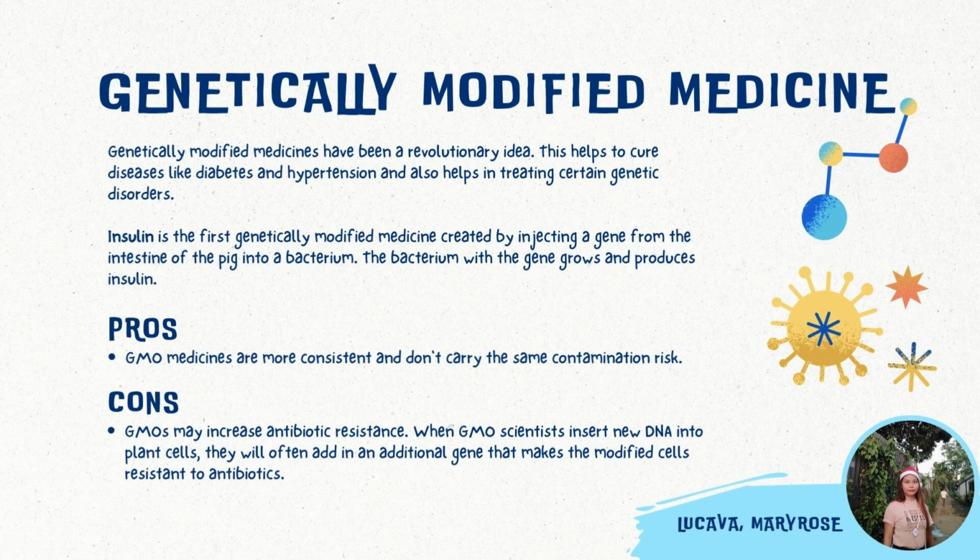Cons of GMO in medicine. GMOs may increase antibiotic resistance. Antibiotic resistance is one of the biggest threats to global health, food security, and development today. It can affect anyone. It occurs naturally, but misuse of antibiotics in humans and animals is accelerating the process. It will also cause allergic reactions.